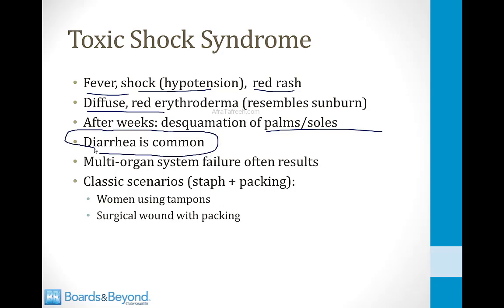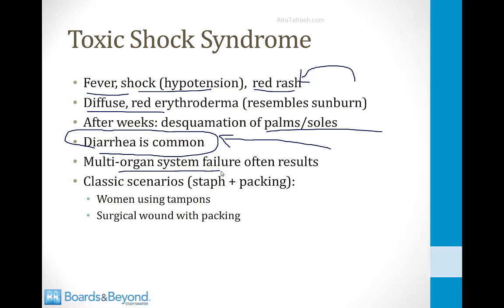So when you see this in a question, it's often going to look like someone who has sepsis. They're going to have fever and shock. But the two things that will tip you off will be the diffuse sunburn type rash all over the body and the presence of diarrhea. When you see those two things, they're probably describing toxic shock syndrome and not sepsis. Multi-organ system failure often results, and this is a life-threatening infection.